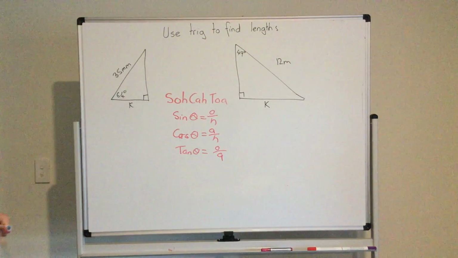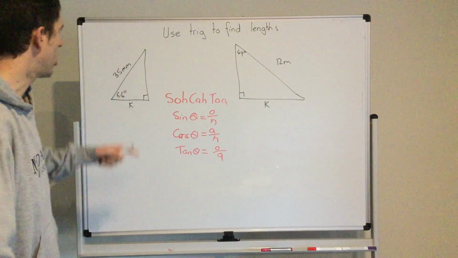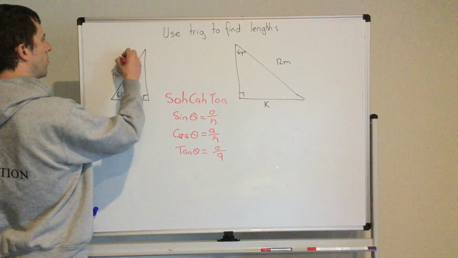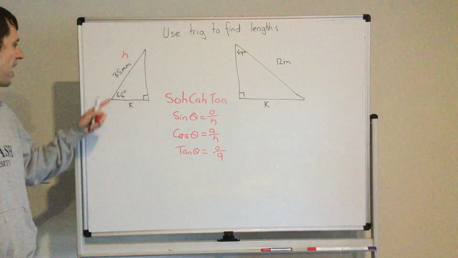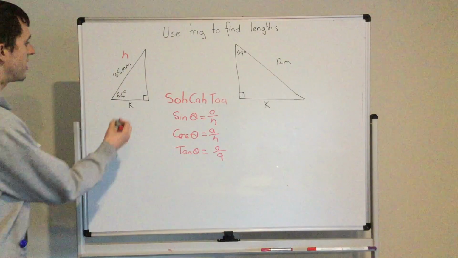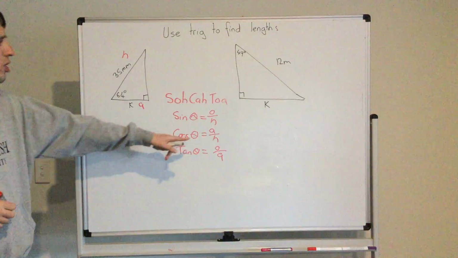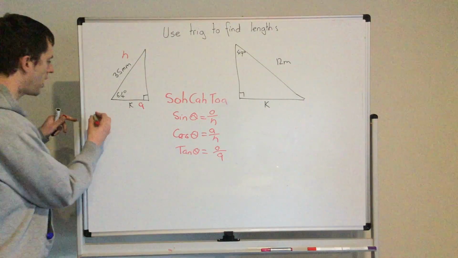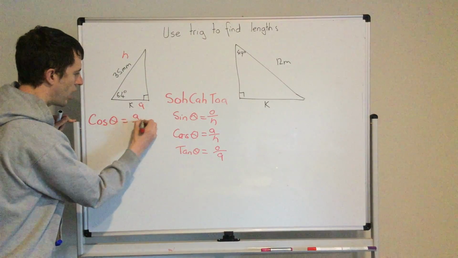So if we are looking at this triangle here, we've got 64 degrees. We know the hypotenuse is 35 millimeters, and we know that K is unknown, and K is A. So we are looking at A and H. A and H is cos. So I'm going to write cos alpha equals A over H.